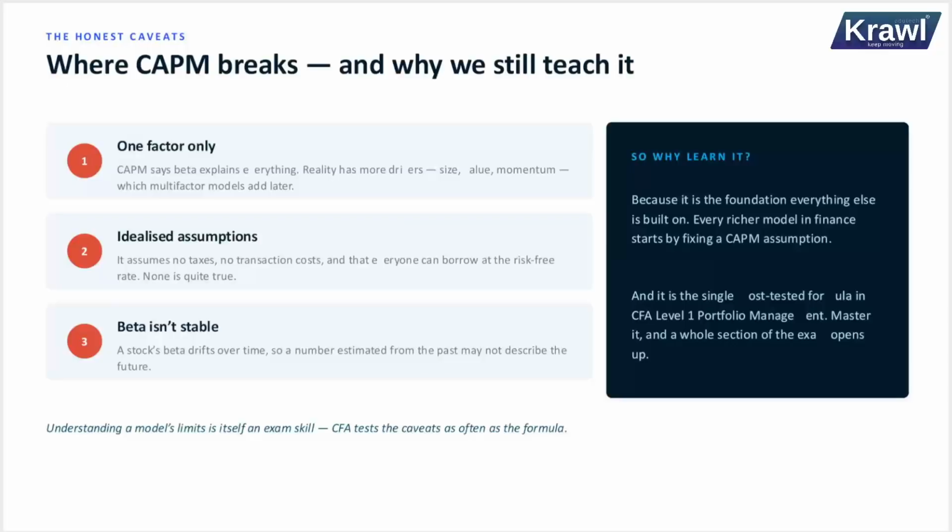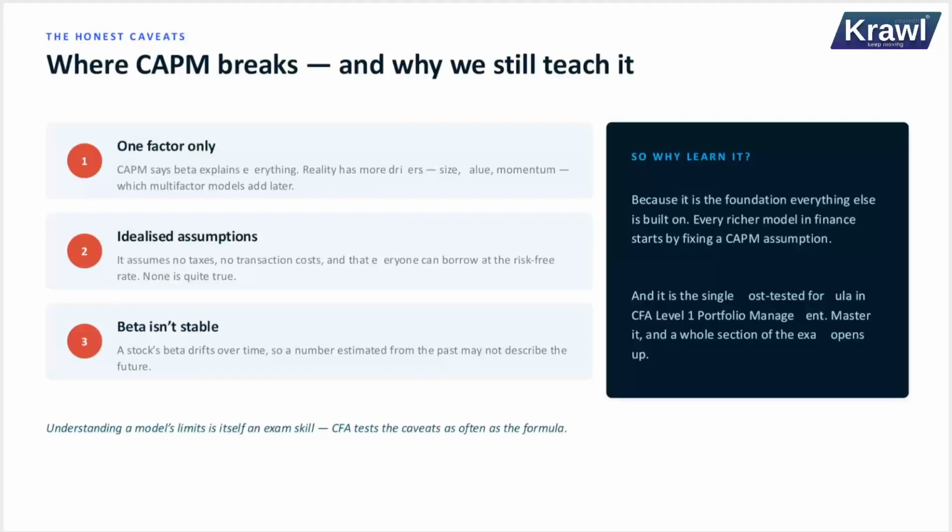Now, where would CAPM, the framework that we just discussed, actually break? There could be three situations. First, it's a one factor model. It says beta explains everything, but reality has more going on. There could be size, value, momentum, and in the subsequent later models, we'll bring all of these components together.